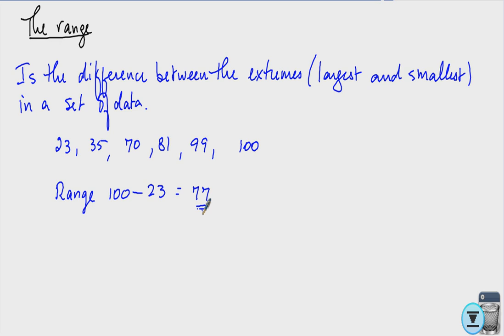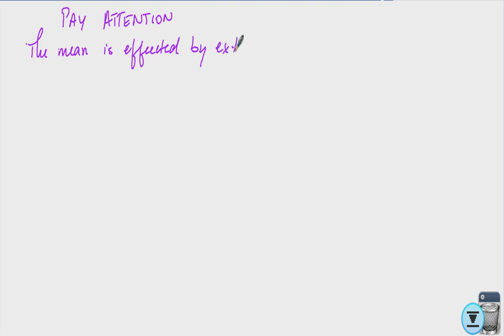Now, do we have to pay attention when using these values? Of course, yes. For example, we have to be very careful when finding the mean. The mean is affected by extreme values, what we call outliers. Let me give you an example.